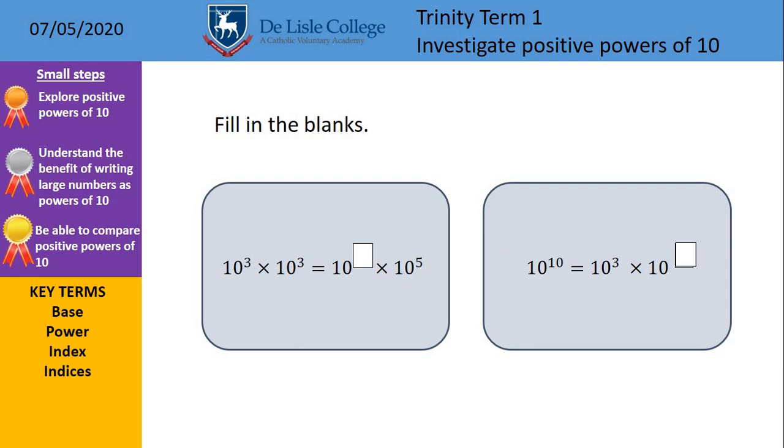Okay, so for this one, we should get 10 to the power of 1 multiplied by 10 to the power of 5. And the second one, 10 to the power of 3 times 10 to the power of 7 is equal to 10 to the power of 10. See if you can notice a bit of a pattern between the 1 and 5, making the 3 and 3, a 3 and a 7, making a 10. Next slide, we're going to carry this on.